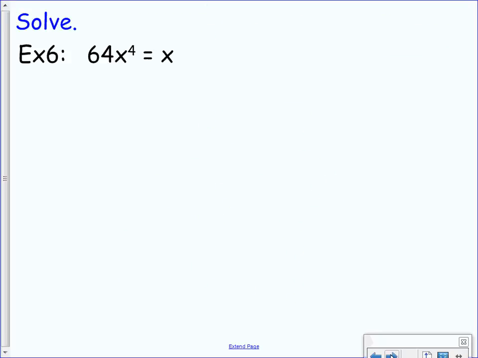All right, so here's the deal again. First of all, how many solutions am I supposed to have? 4. Okay, here we go. Couple notes about this one. You're looking for 4 solutions.